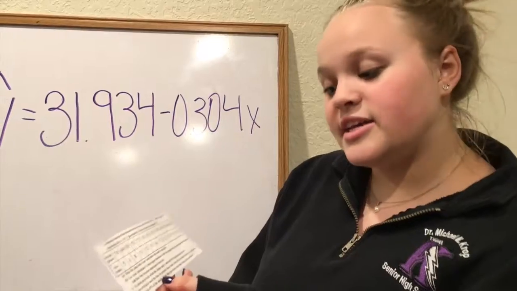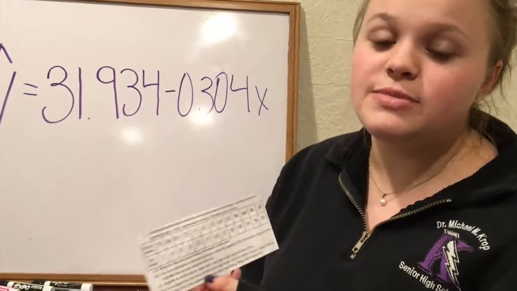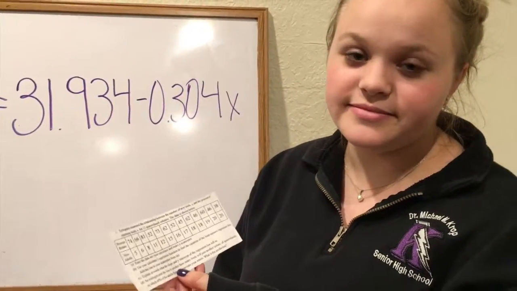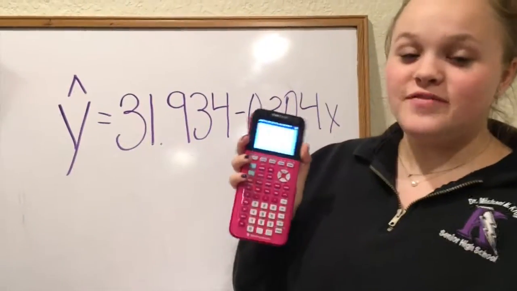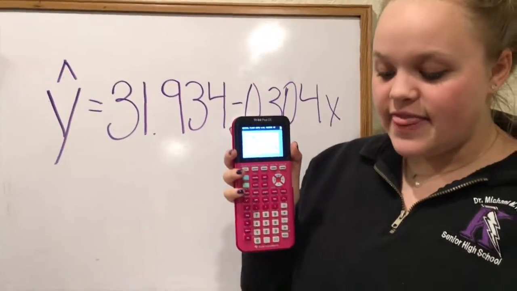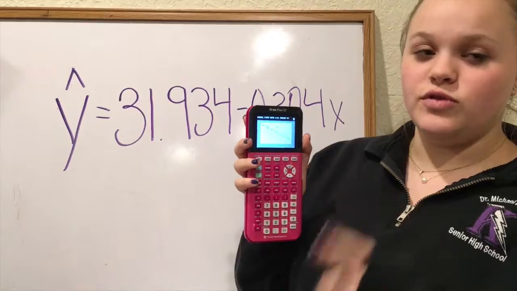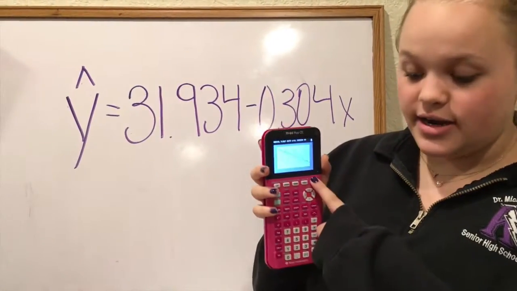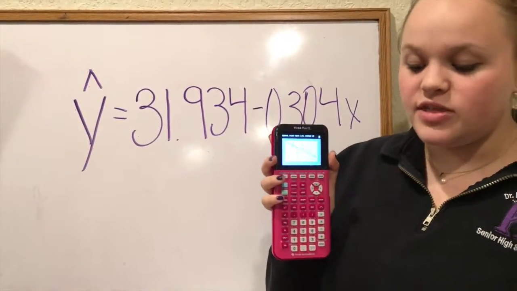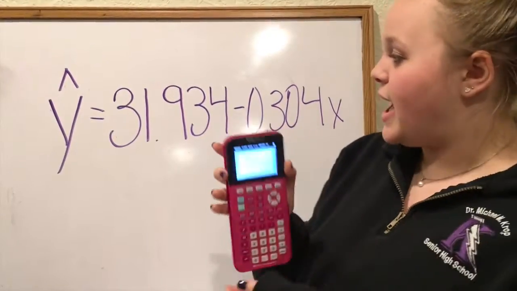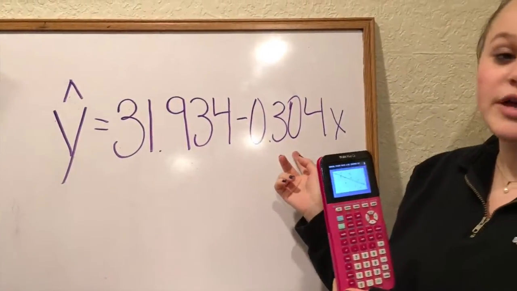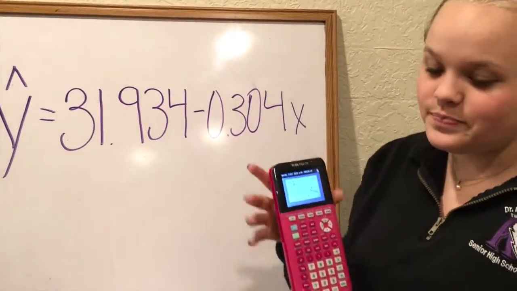C asks, explain in words what the slope and y-intercept of the regression line tells us. The slope of this LSRL tells us that when the percent of returning birds increases by 1, we can predict that the number of new birds will increase by 0.304, our slope.